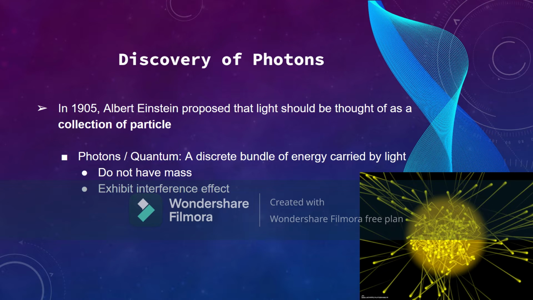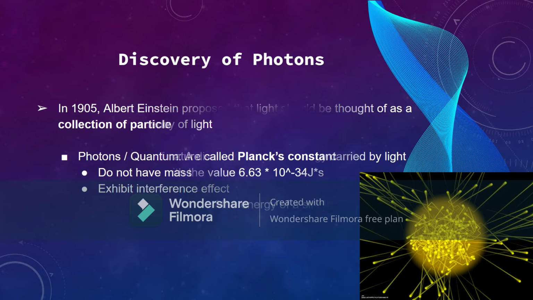Discovery of photons. In 1905, Albert Einstein proposed that light should be thought of as a collection of particles, which is known as photons. A photon, or you can call it a quantum, is a discrete bundle of energy that is carried by light. It does not have mass, and it does not exhibit interference effects. The image of a photon can be seen at the bottom right corner of the slide.